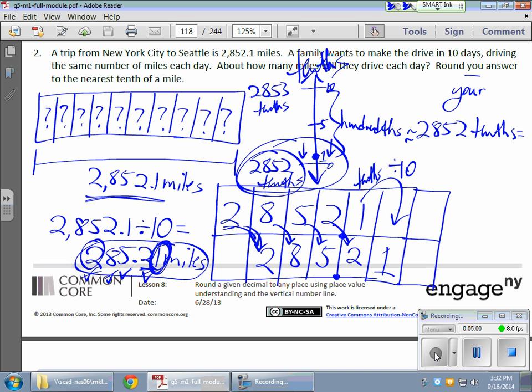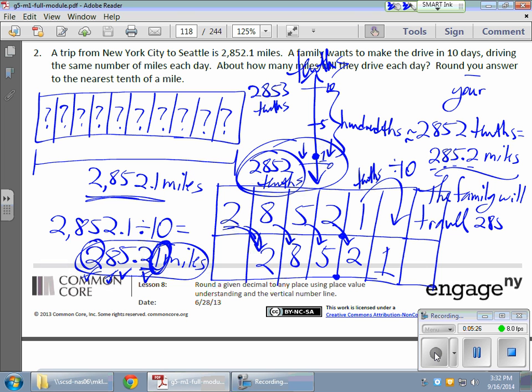Which equates to 285.2 miles in standard form. Because if I have 2,852 dimes, it would give me $285.20. Now, if I was to write an answer: the family will travel about 285.2 miles per day. And there you have it.